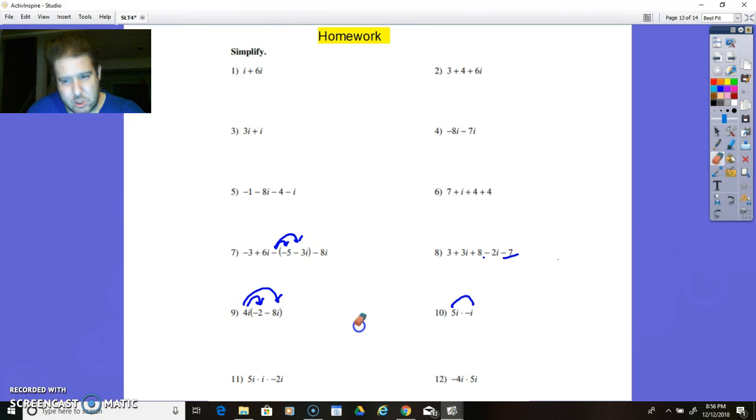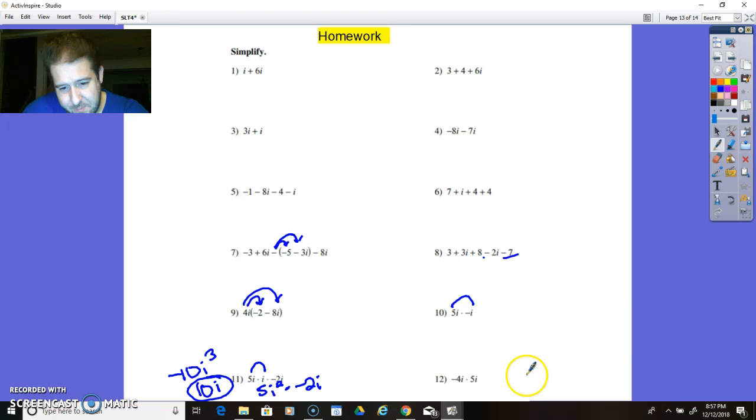All right, last 2. So 5i times i is 5i squared. And then if we multiply that by negative 2i, 5 times negative 2 is negative 10. i squared times another i is i to the third. And remember, i to the third is really negative i. So negative times a negative is a positive 10i. Last one. Negative 4 times 5 is negative 20, and i times i is i squared. And i squared changes this number to the opposite, so the answer is going to be positive 20.